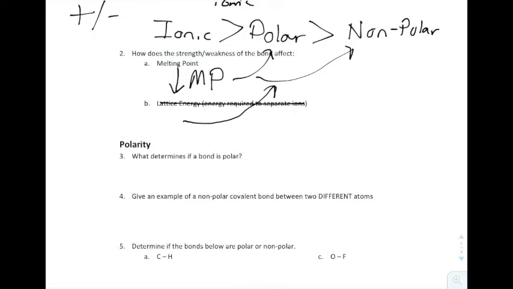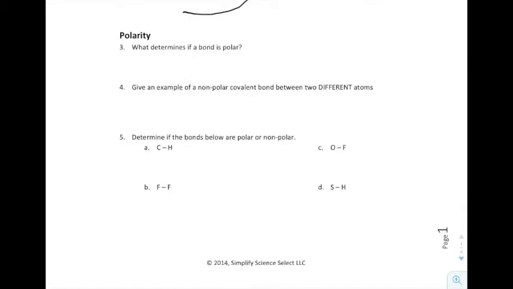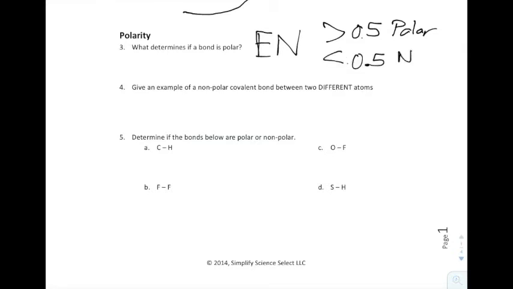So now it says, what determines if a bond is polar? Well, you're really looking at two things when trying to determine if a bond is polar, and that's going to be the electronegativity. So you look at the electronegativity difference, and if it's greater than about 0.5, it's going to be considered a polar bond. Anything that's less than that, although there is a little bit of polarity, is still considered to be nonpolar at that point, if it's less than 0.5.